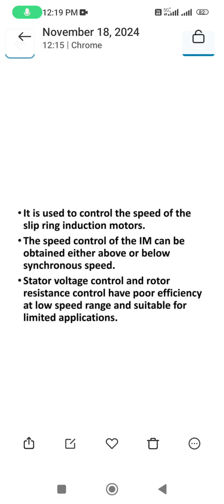We all know that induction motors are of two types, the squirrel cage and the slip ring induction motor. In a squirrel cage induction motor, we cannot control the speed, since the rotor is short circuited at the end rings. So it is only possible in a slip ring induction motor. The speed control of the induction motor can be obtained either above or below the synchronous speed.